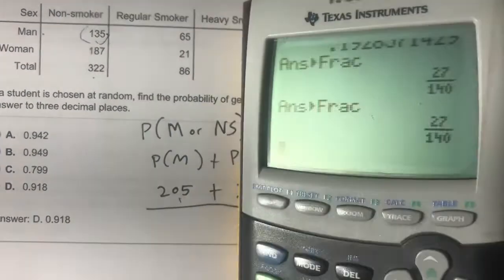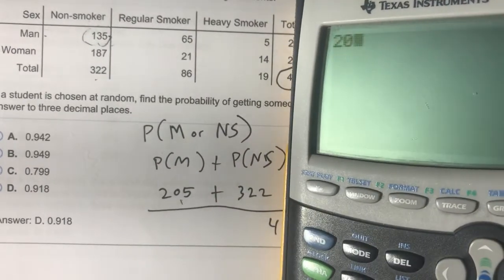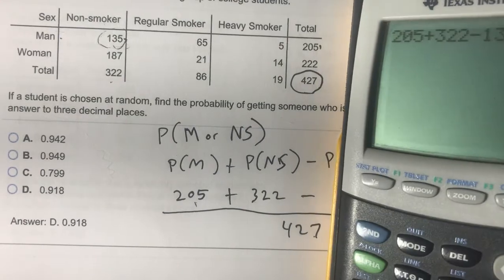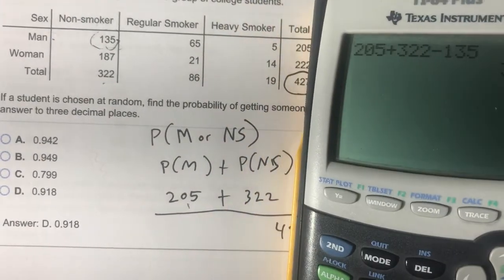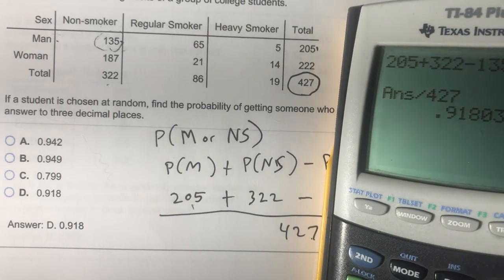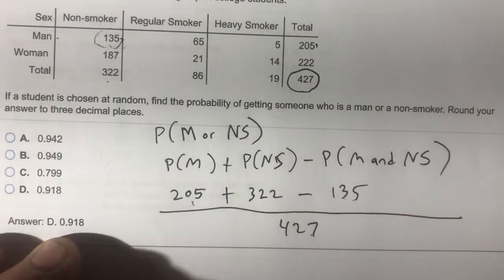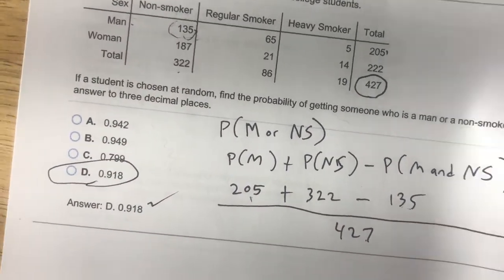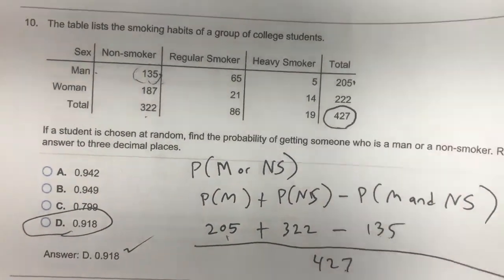Okay, so let's do this here. 205 plus 322 minus 135 equals 392. Divide that by 427. And that's 0.918. You see that's the answer. Okay, just a couple more.